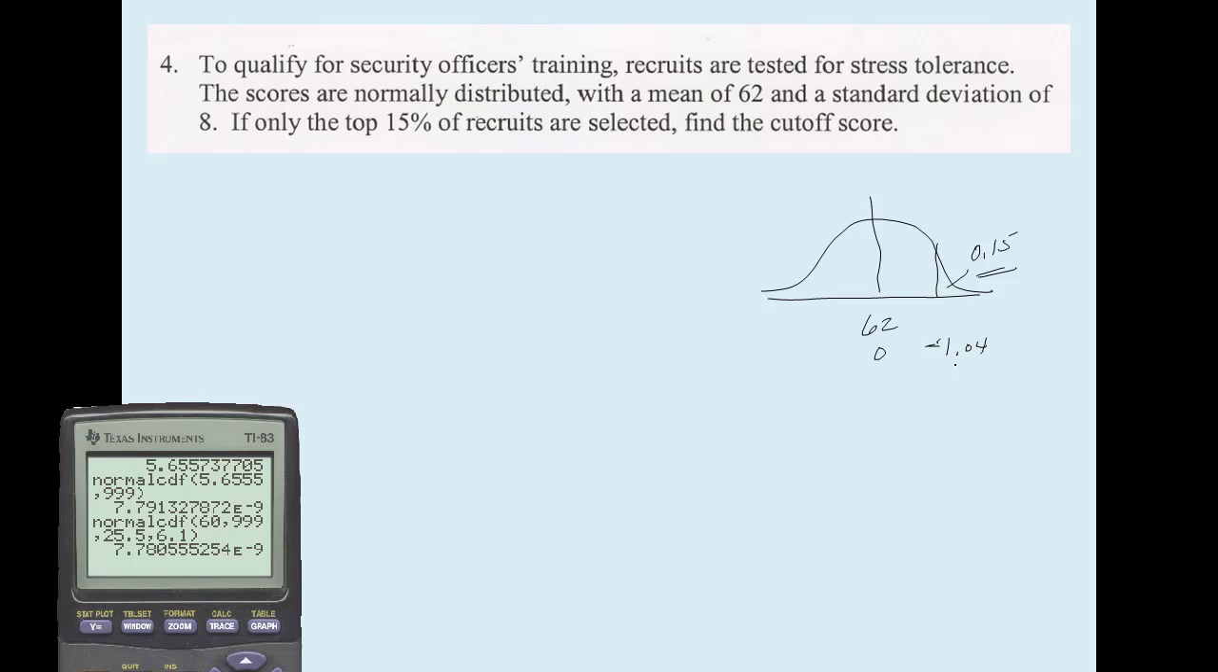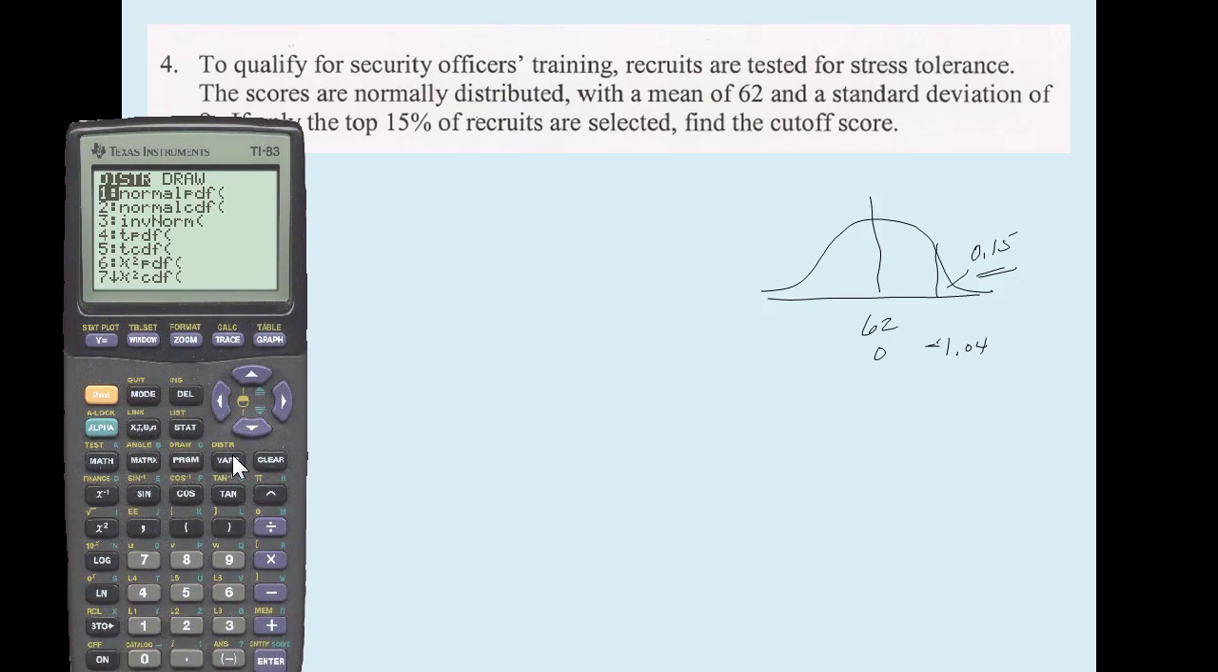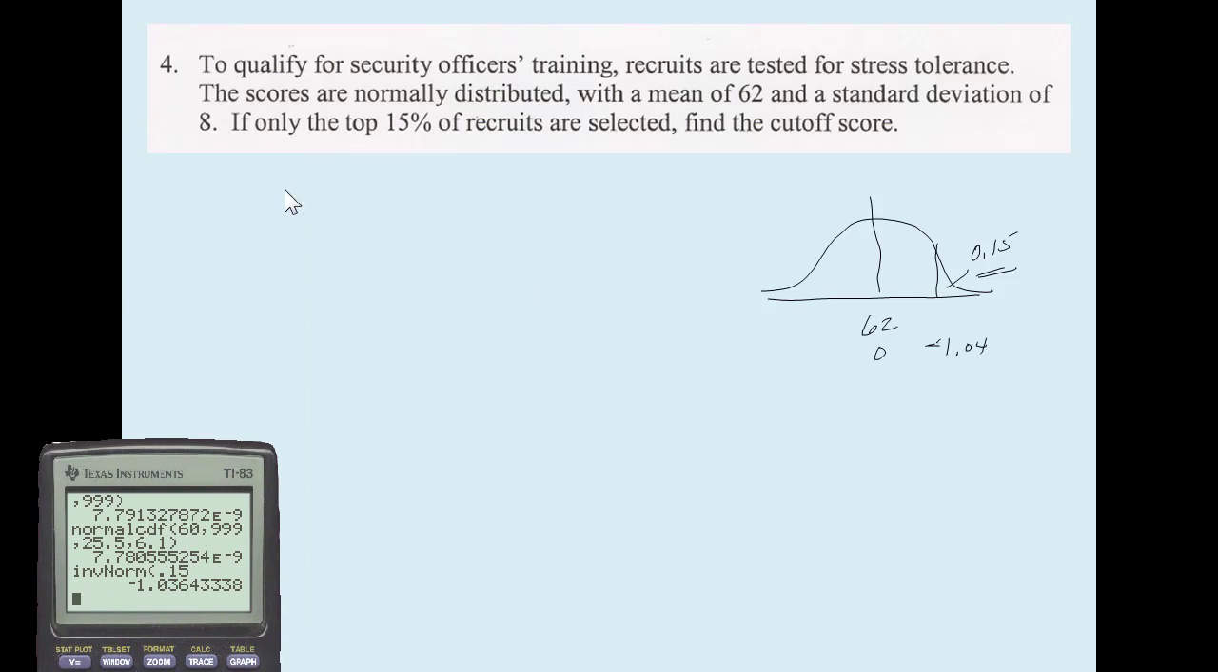So I know that's the z-score that corresponds to that. I can also do that with my calculator by going second distribution, and this time I use inverse norm, number 3, of 0.15, and that gives me 1.036, which I round off to 1.04, and so I'm good to go. I've got the same answer two ways. So what does this mean? That means my z-score, negative 1.04, is equal to x, the number I'm trying to find, minus 62, divided by my standard deviation, which is 8.